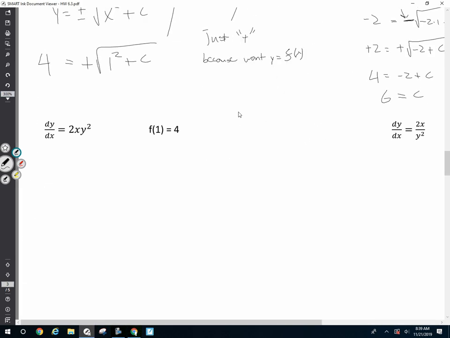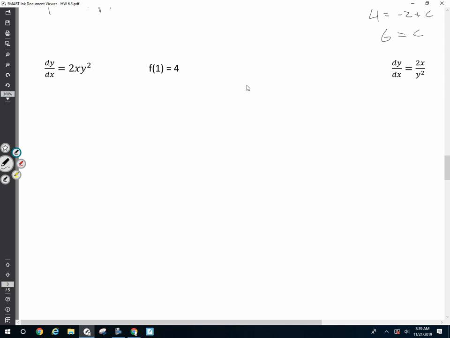All right, now I got another one. I got 2x times y squared. I'm going to go ahead and multiply by 1 over y squared. It'll move the y's over here to be the dy. I'm going to multiply by dx. Give me 1 over y squared dy equals 2x dx.